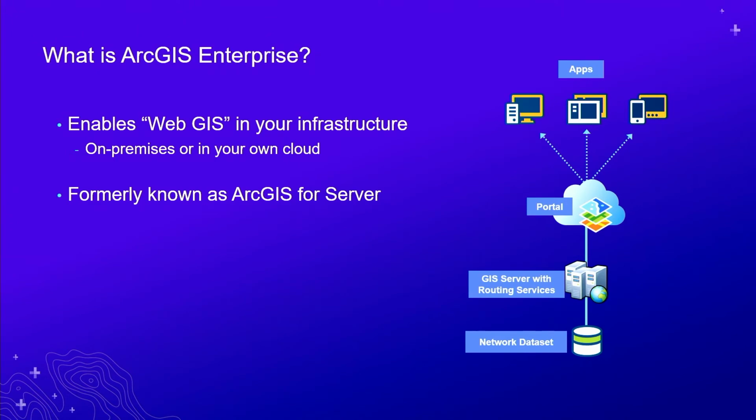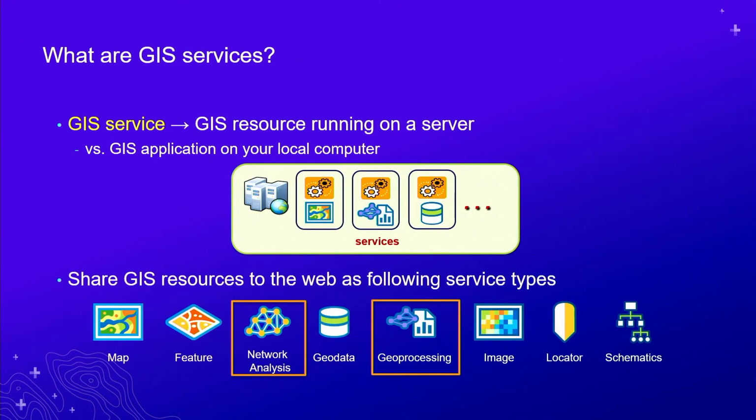If you have used ArcGIS Server before, you might be wondering what is ArcGIS Enterprise. ArcGIS Server had its name changed in a previous release, and it's now called ArcGIS Enterprise. So ArcGIS Enterprise allows you WebGIS, which essentially means you're working most of the time with GIS services. So what is a GIS service? A GIS service is essentially a GIS resource running on a server machine. Contrast this with a GIS application such as ArcMap or ArcGIS Pro that runs on your local computer. A GIS service, in contrast, is a resource that's running on a server.